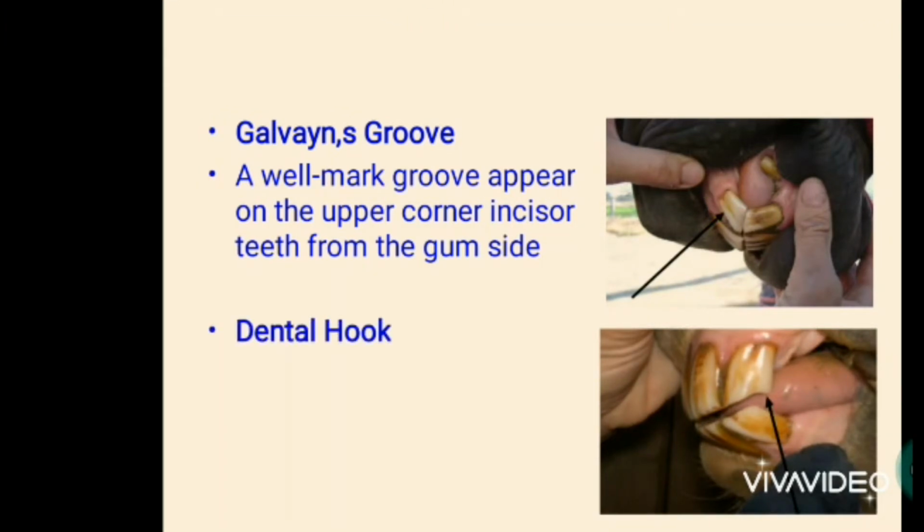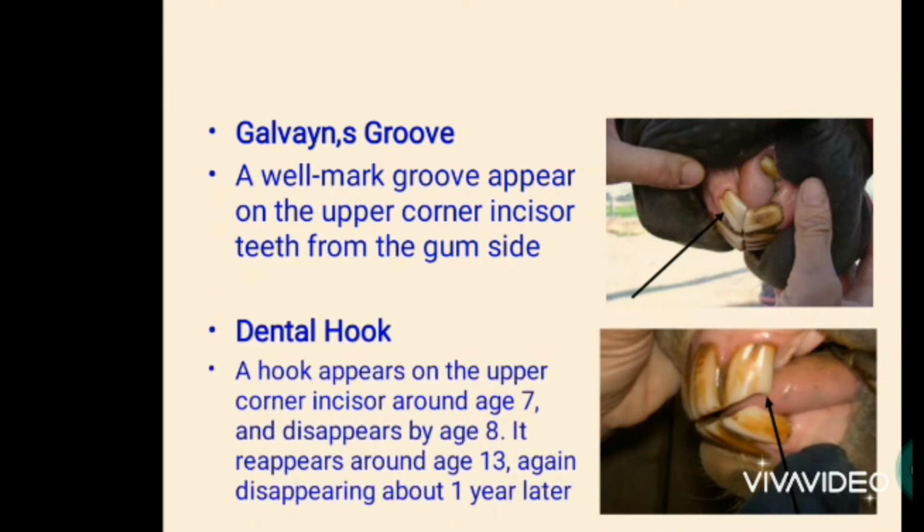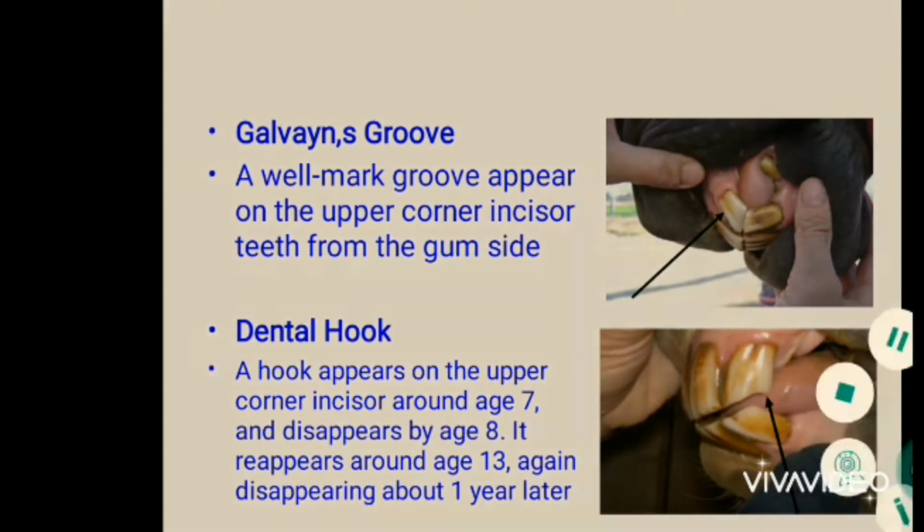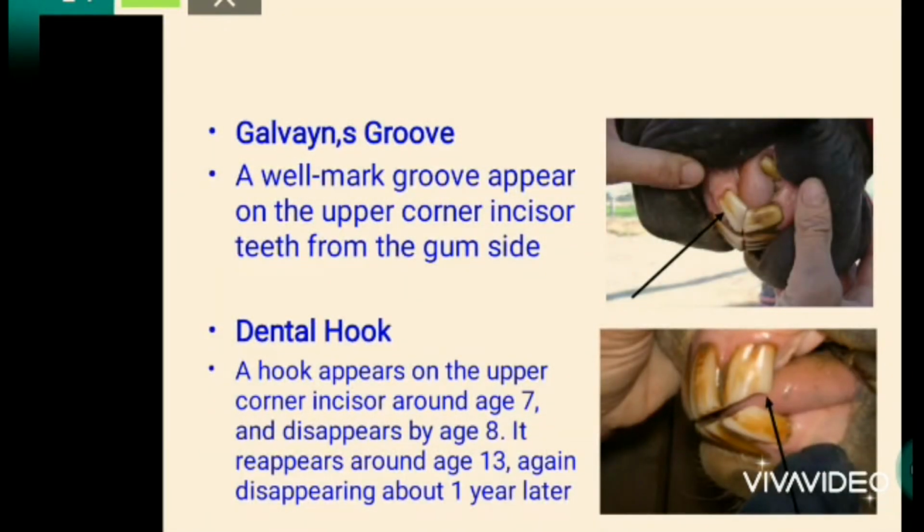Now the second thing is the dental hook, which is also present on the upper corner incisor. It appears at the age of around 7 and also at the age of around 13, and after 1 year of its appearance it will disappear. So if you see the dental hook in any horse, it might be of age 7 or it might be of age 13.